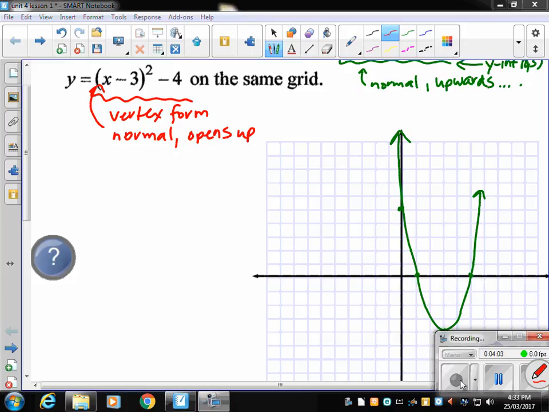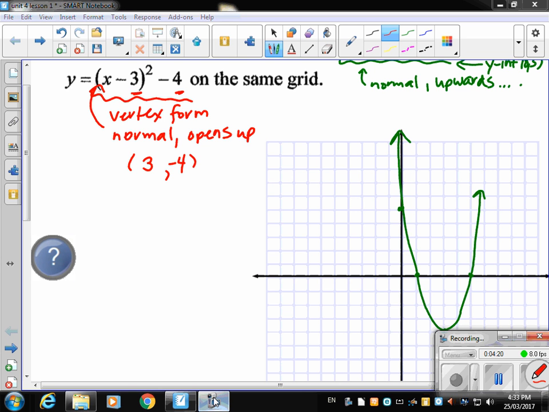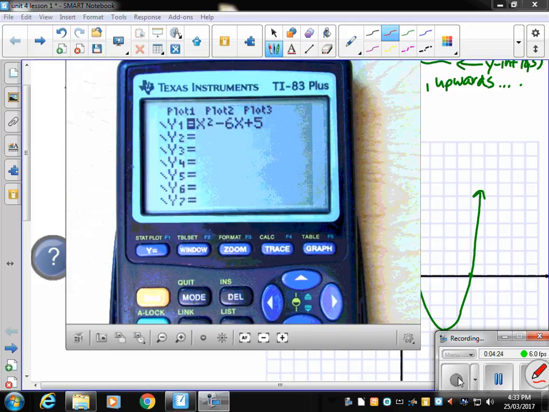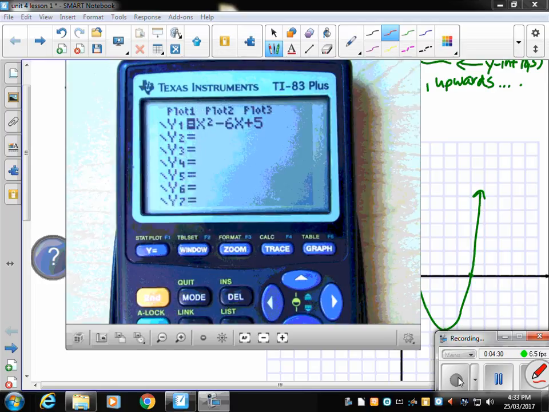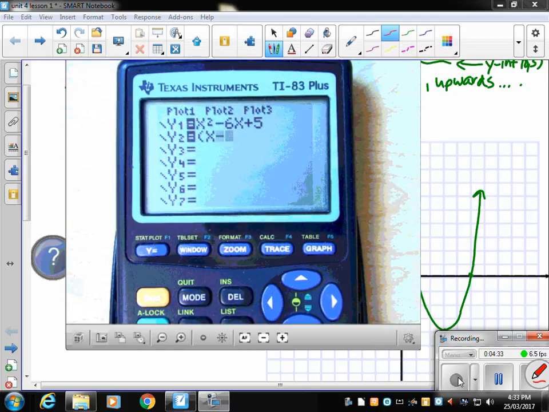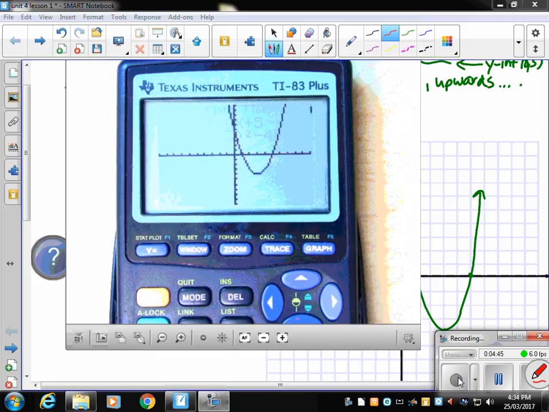And I know from the vertex form that my vertex is going to use this number and this number. Remember that things in brackets are backwards to how they might appear. This vertex would be 3 to the right, down 4. So let's use our graphing calculator and have a look at it. I'm going to go to equation number 2 and write in the second equation, which is y equals bracket x subtract 3, squared, subtract 4. So those would both be subtract signs as opposed to the negative down at the bottom. That can be a little annoying. Okay, and then we hit graph, and hopefully we'll be able to see it as well. There's the first one.